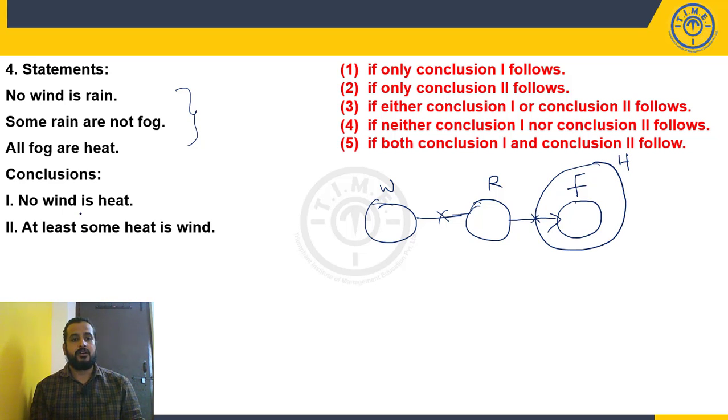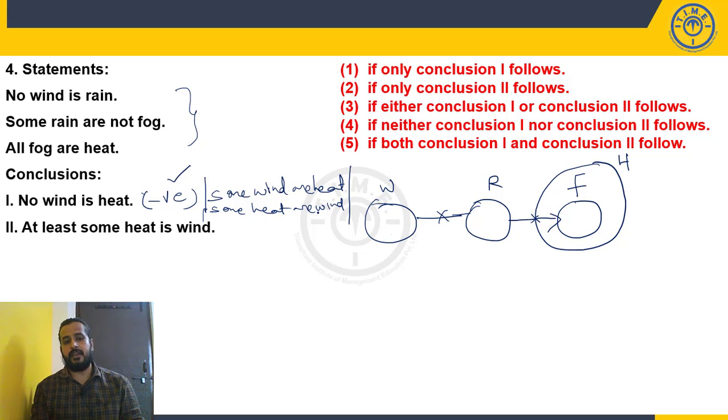Now come to the conclusion. No wind is a heat. Definite conclusion and negative conclusion. No wind is a heat. It is true in the basic diagram. So what do I need to prove? Some wind or heat. Or what is another opposite pair? Some heat or wind. No A is B complementary is some A's are B's, some B's are A's. So I need to prove some wind or heat or some heat or wind.